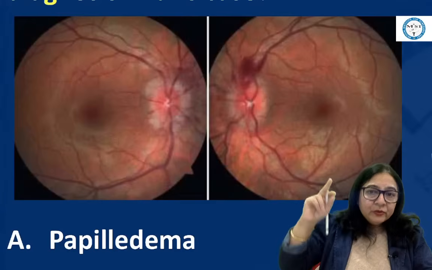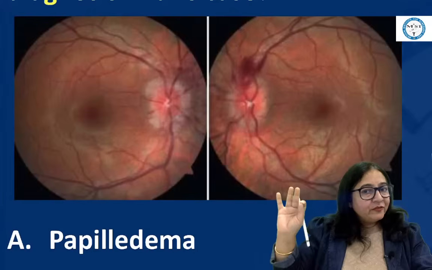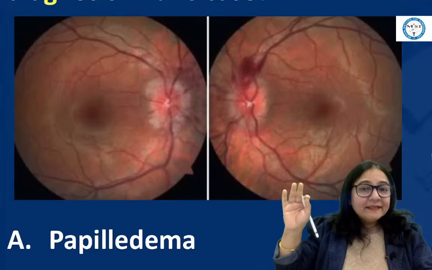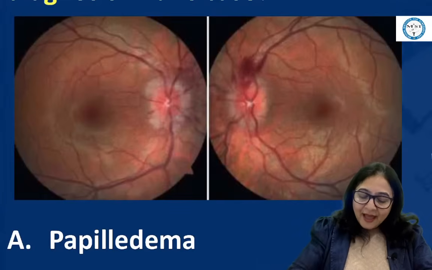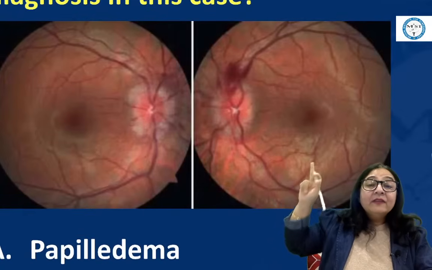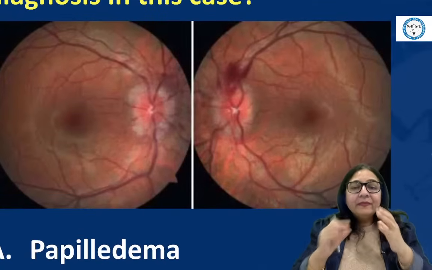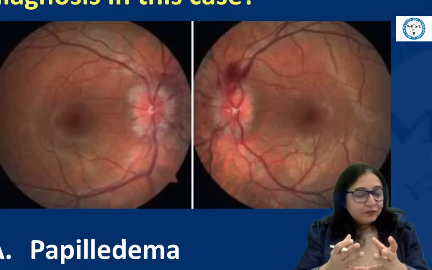Okay. Do you see the margins of the optic disc clearly? No. The margins of the optic disc are blurred. Look at the vessels. The vessels are appearing tortuous on the surface of the optic disc. And in the left eye, there is also a hemorrhage around the optic disc. So this is disc hyperemia with disc swelling.